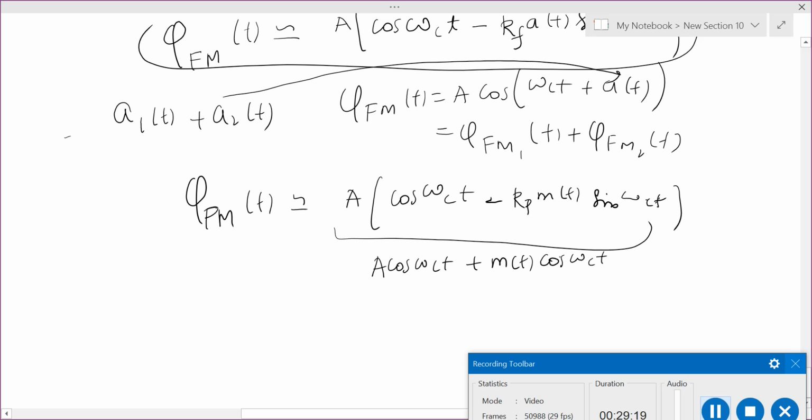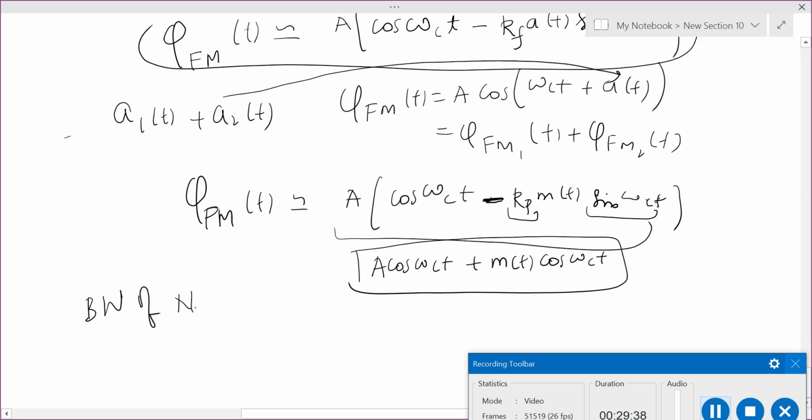So it looks like an AM signal. That is what I was saying: A cos omega ct plus m of t cos omega ct. Now these two mathematical equations give us a very easy way to design or develop their modulators, the modulator for FM and the modulator for PM.